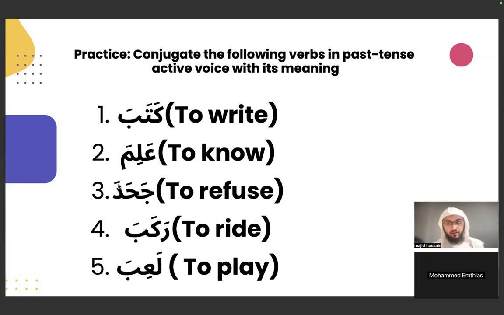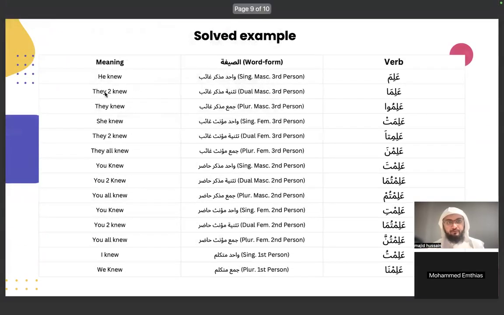And alima we have here. Alima, he knew. Alima, they two masculine knew. Alimu, they knew. Alimat, she knew. Alimata, they two females knew. Alimna, they all female knew. And you knew, a masculine, you too, all of that.